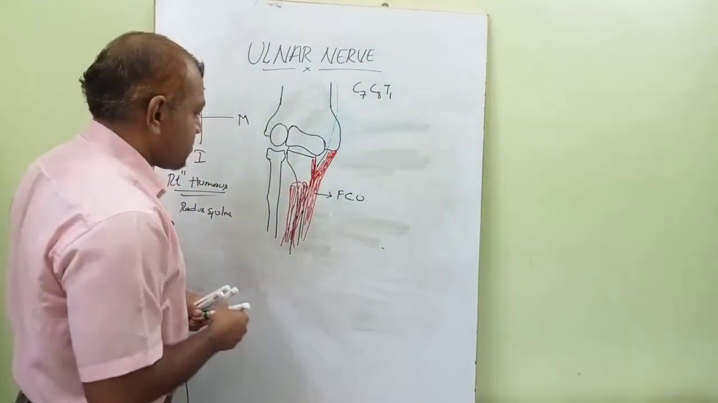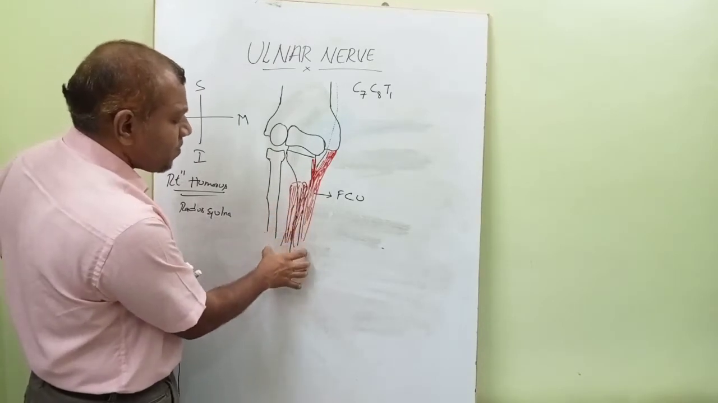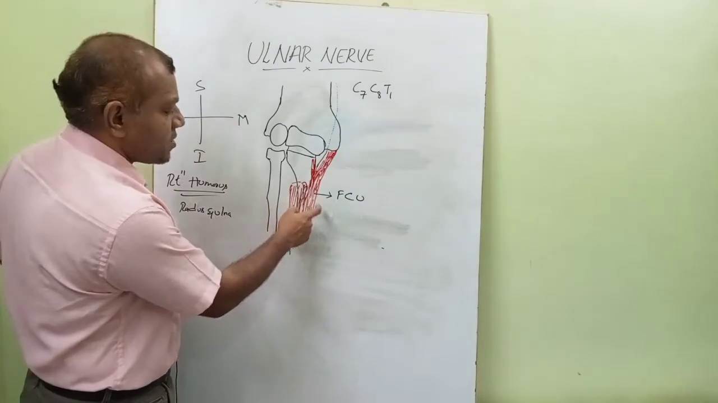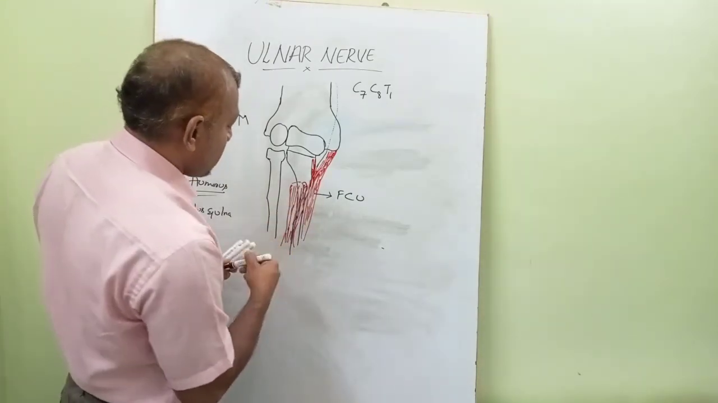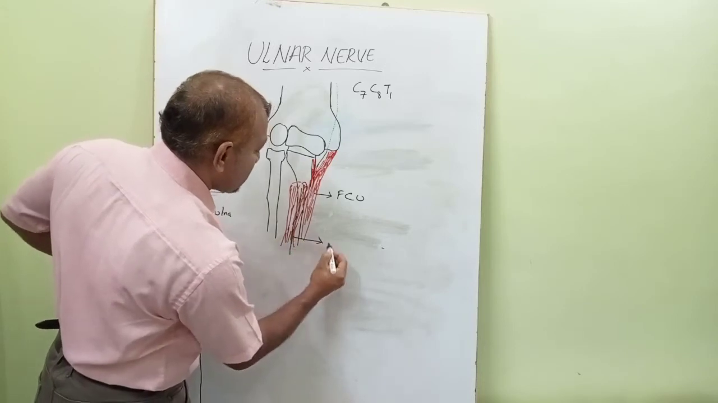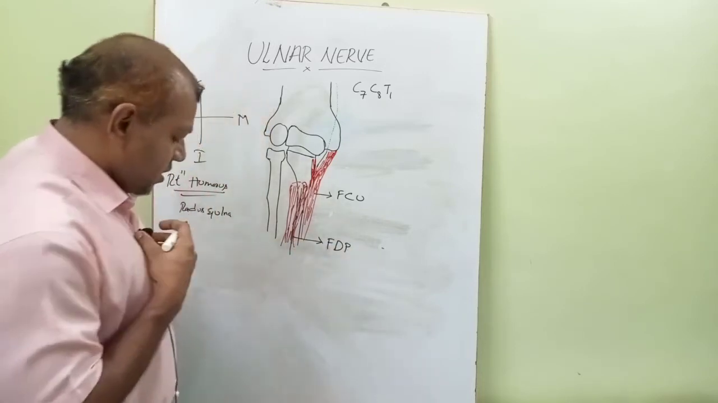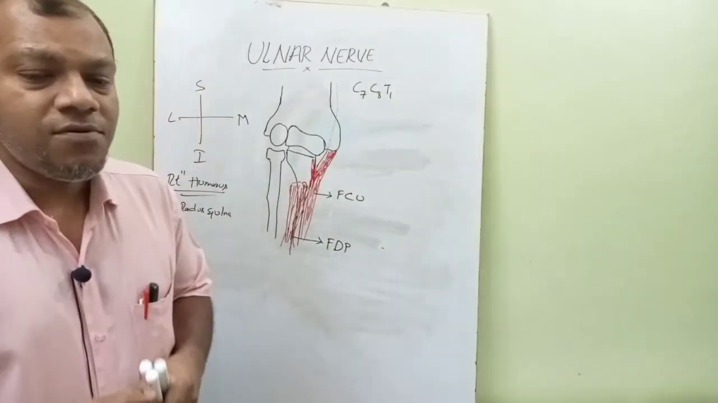So this is how the ulnar nerve extends into the forearm. In this course, it is going to supply this flexor carpi ulnaris also. So flexor carpi ulnaris and the medial two tendons of flexor digitorum profundus are supplied by this ulnar nerve in the forearm.